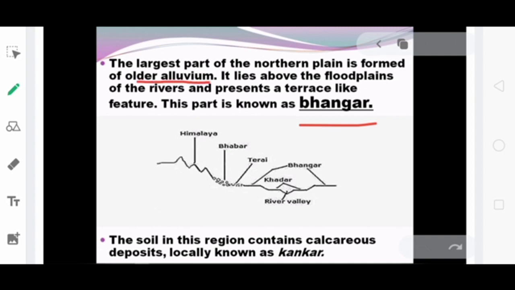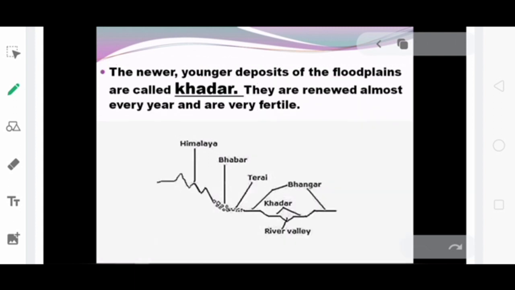Next, we will look at the Bhangar region. The largest part of the northern plain is formed of older alluvium. It lies above the flood plains. We can see Bhangar here, this area, and here we have the river valleys. So it lies above the floodplains of the rivers and presents a terrace-like feature. This part is known as Bhangar. The soil in this region contains calcareous deposits locally known as Kankar.